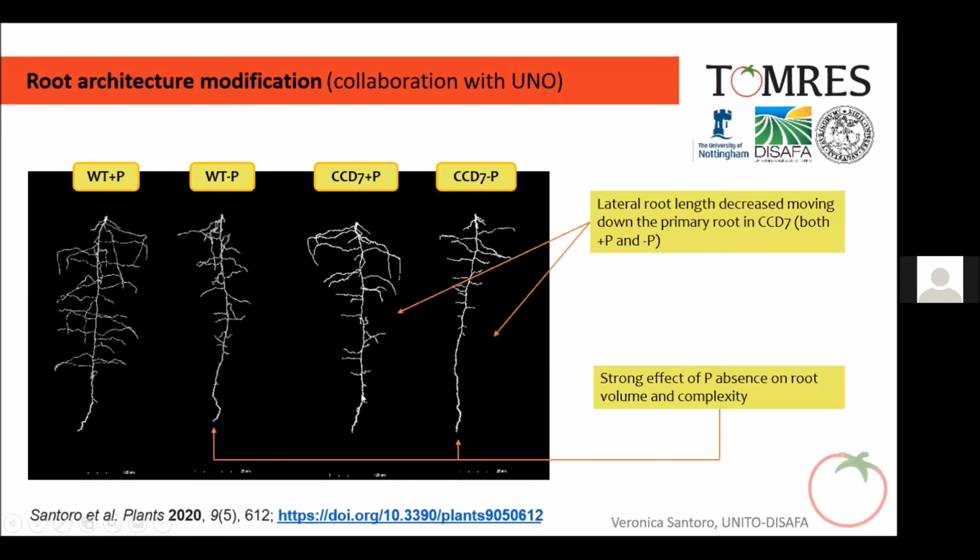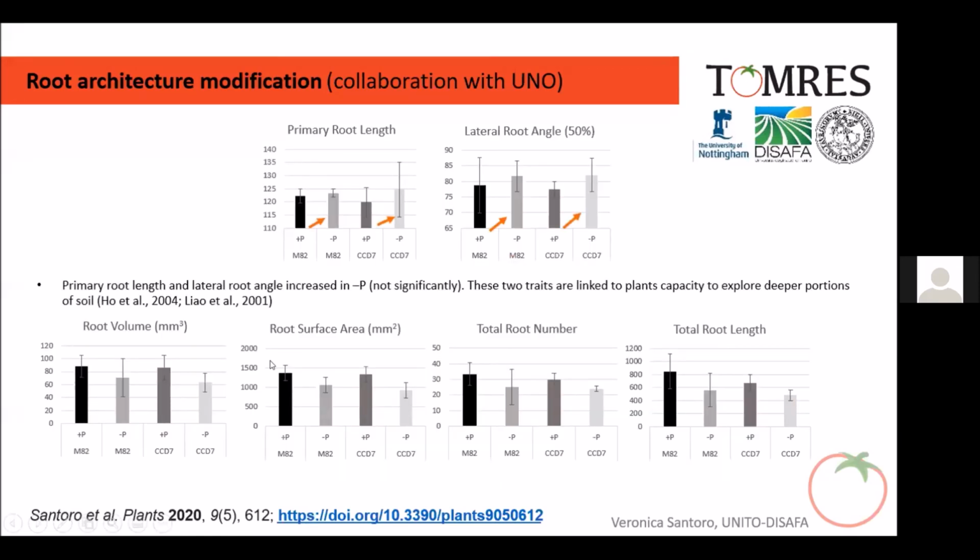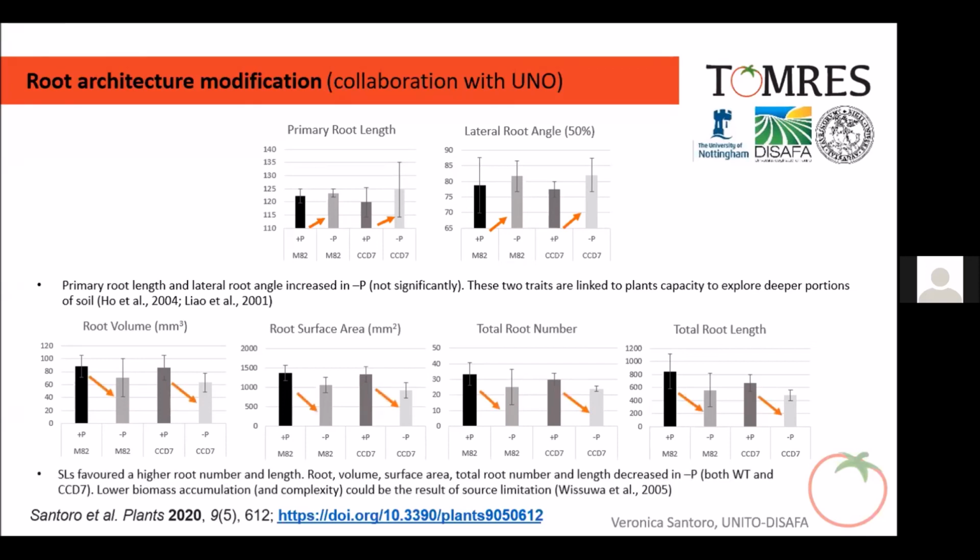In terms of primary root length, there wasn't much difference. All the roots grew all the way down to the bottom of the pot. However, with the lower phosphate content in the soil, the lateral root length was much shorter compared to the one with the higher P. Although there weren't significant differences in primary root length and angle, these traits were linked to the plant's capacity to explore deeper portions of the soil.